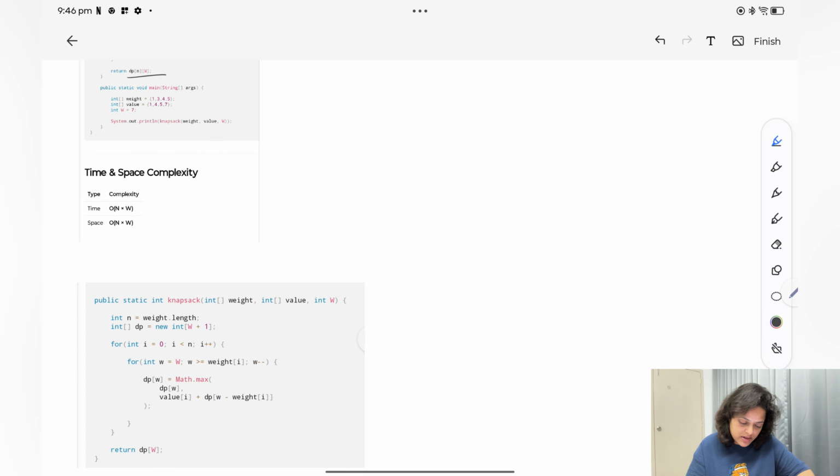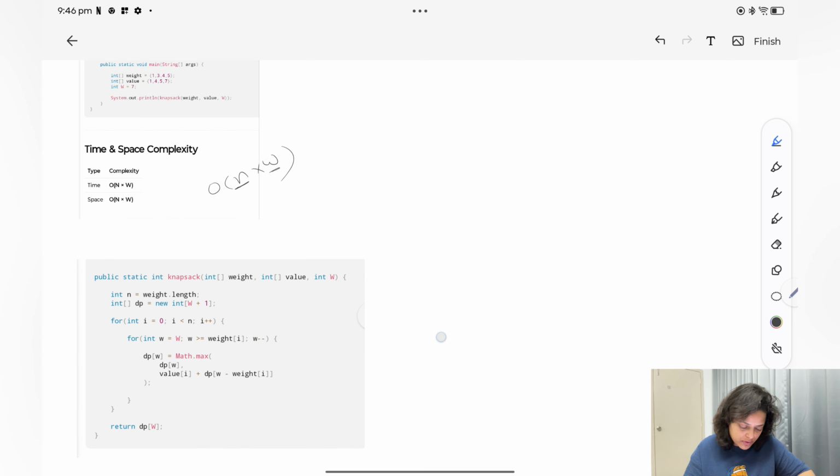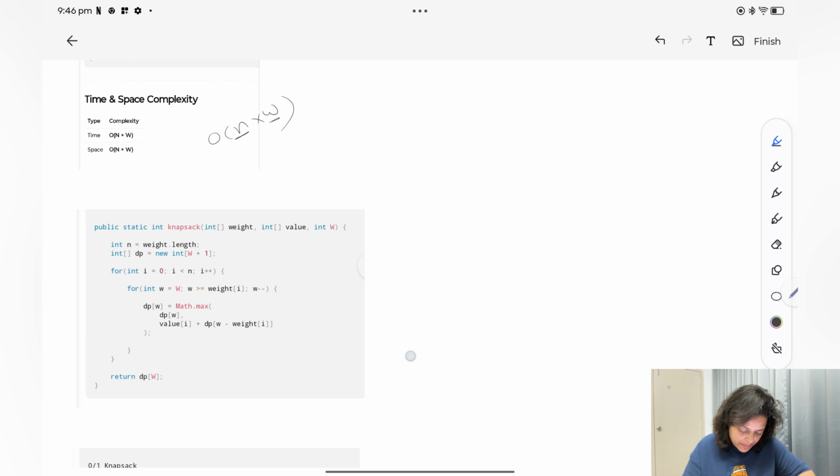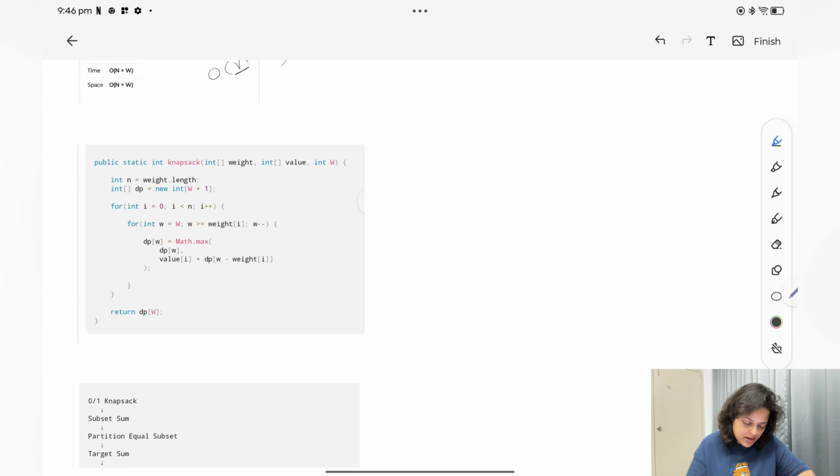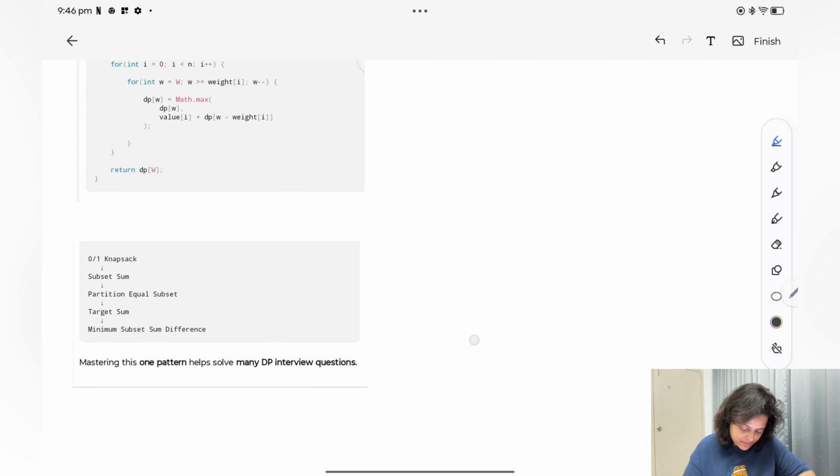Okay, and then at the end, whatever is the last row, last column, you just return that value. And the space complexity and time complexity will be order of n cross W, where n is the size of value array, W is the size of w array. No, this is capital W actually. Okay, now this is the space optimization. Okay, instead of 2D array, we will take 1D array.